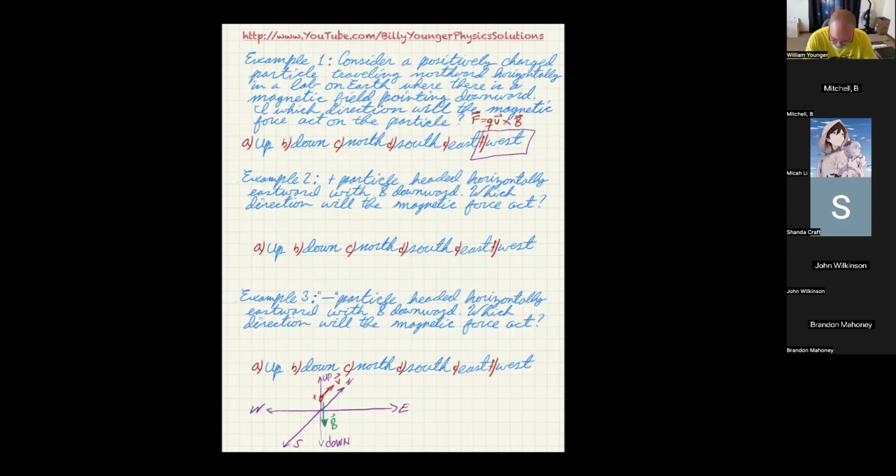So this one, it says a positive particle headed horizontally eastward with the magnetic field pointing downward. Which direction is the magnetic force? So now eastward for me is this way, but again, I have the downward magnetic field. So I see that now this finger is sort of pointing towards the screen, which is the northward direction. So does everybody agree with me that that one should be north? Yeah. Okay.